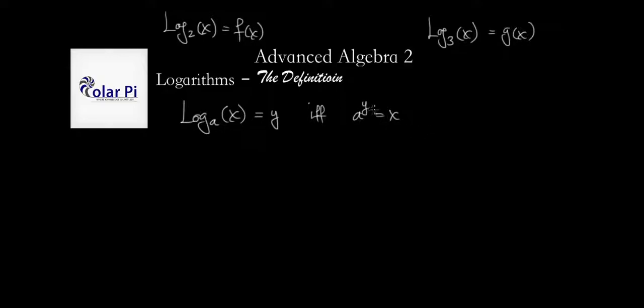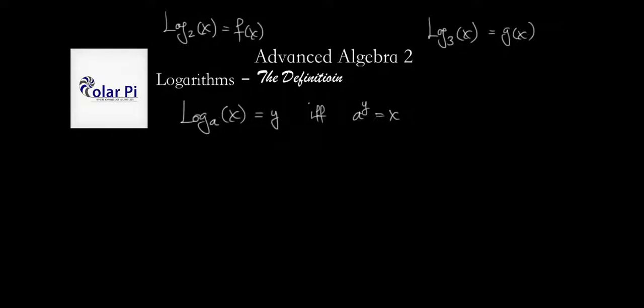This is called the exponential form, and this is called the logarithmic form. So this logarithmic form always implies this exponential form. So what I'm saying is an interpretation of this is that. Let's fix a. In other words, let's decide what a is.